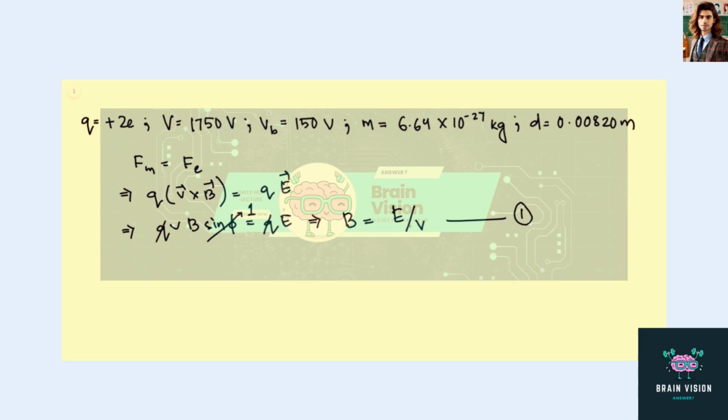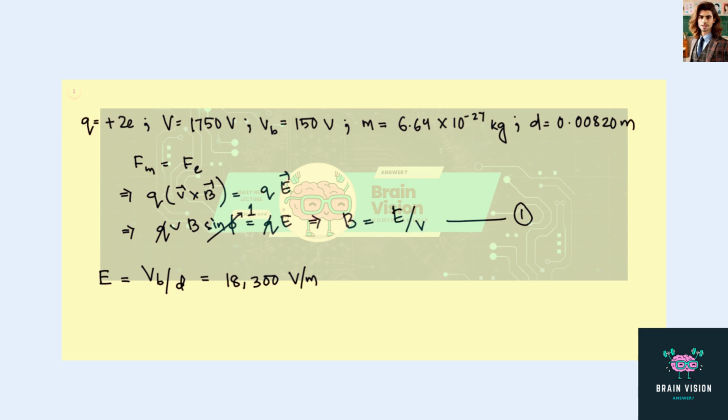Now we have to find the electric field. So electric field between the plates produced by the battery is equal to the voltage of the battery over the distance, which is given to be 8.2 millimeter. So we calculate that and we find this electric field to be 18,300 volt per meter. Now we have the electric field. The only thing we are left to find is the velocity of the alpha particle.